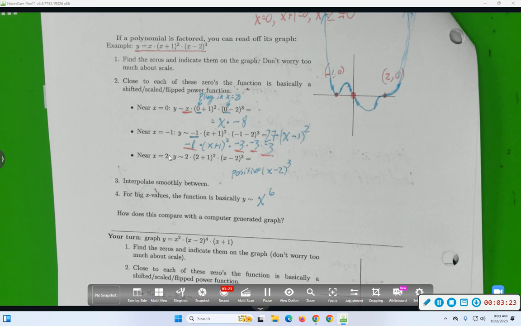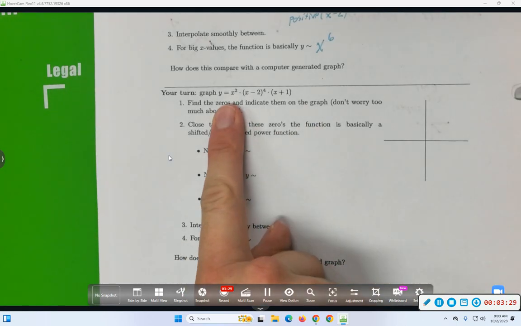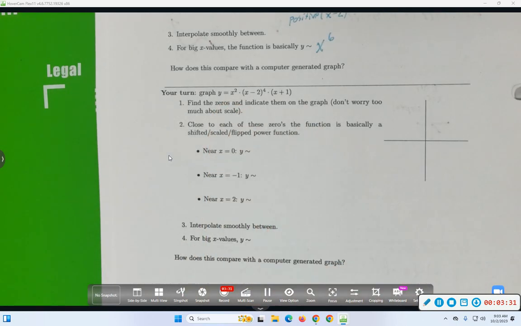So, let's do one more. Here's another factored polynomial. Y equals x squared times x minus 2 to the 4th times x plus 1 to the power 1. Let's go through the same steps for graphing.